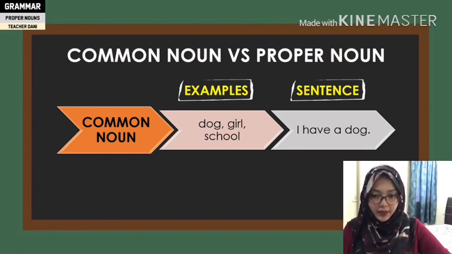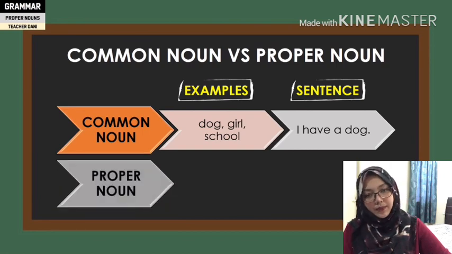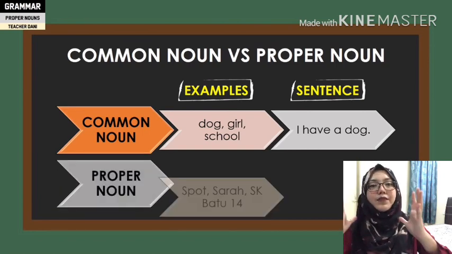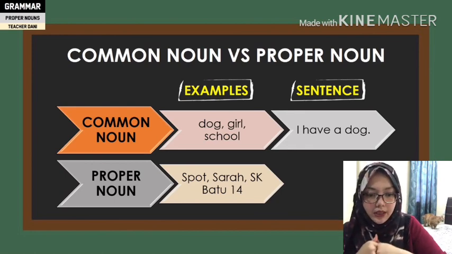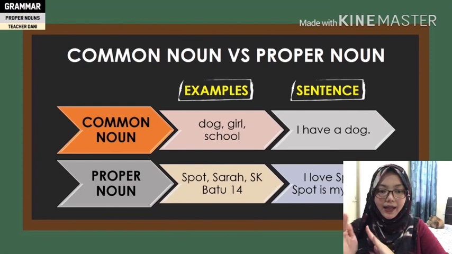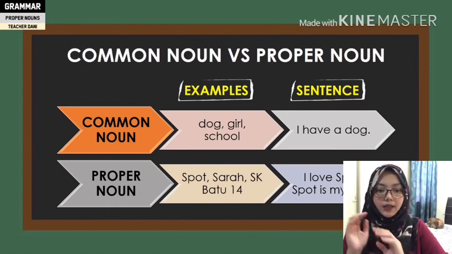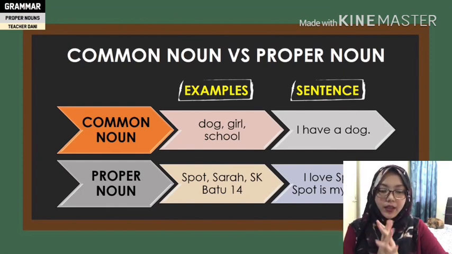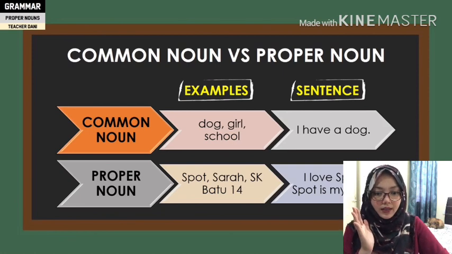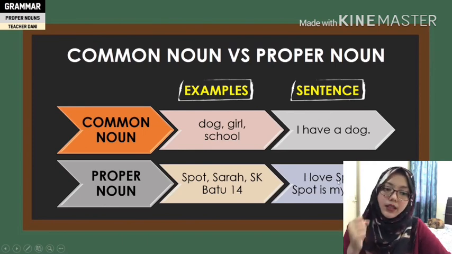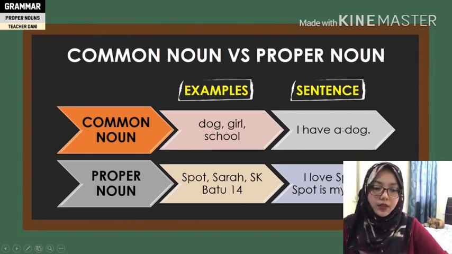It's non-specific. Meanwhile, if you look at the examples for proper nouns, we have Spot, we have Sarah, and also SK Batu 14. Let's look at the sentence. Okay, I love Spot. Spot is my dog. Okay, over here we can see that S-P-O-T, the word S there in the first sentence here, I love Spot, is actually in capital letter. Why? Because it is a proper noun.